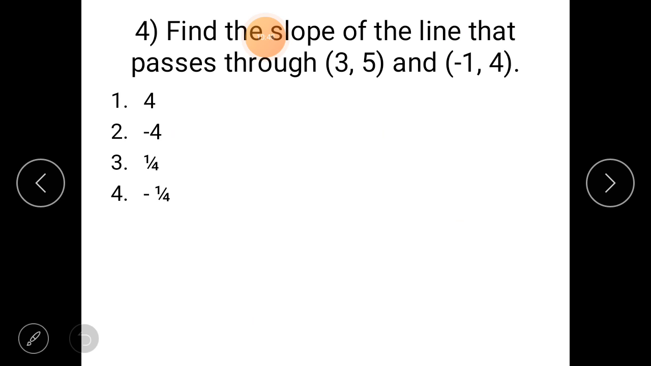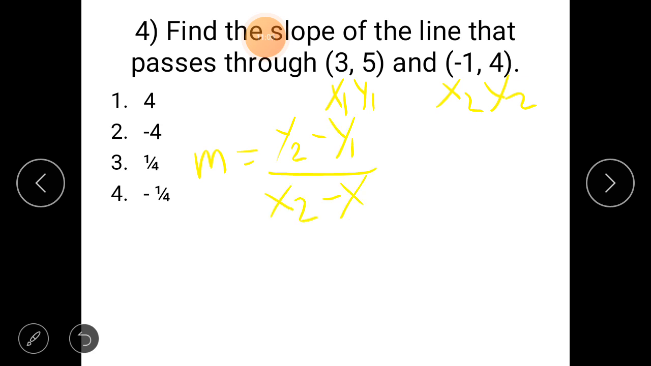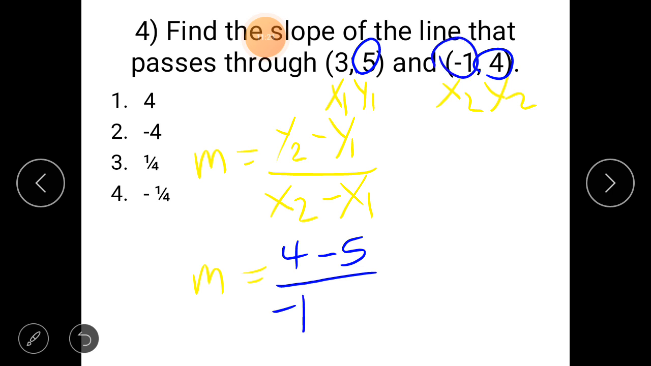So let's label this first. This will be x sub 1, y sub 1. This will be x sub 2, y sub 2. So just write the formula: m equals y sub 2 minus y sub 1 over x sub 2 minus x sub 1. Then substitute the given. y sub 2 equals 4 minus y sub 1, 5, over x sub 2, negative 1, minus x sub 1, 3.